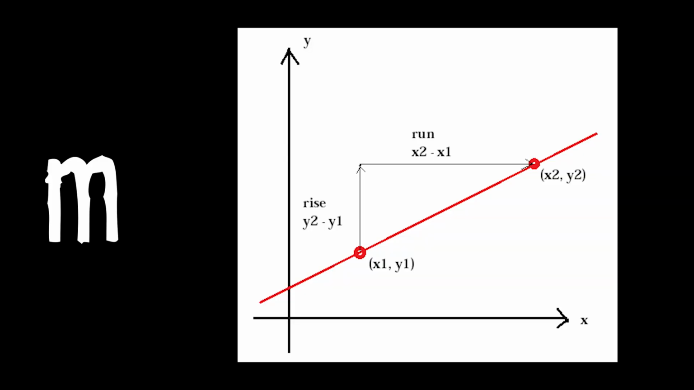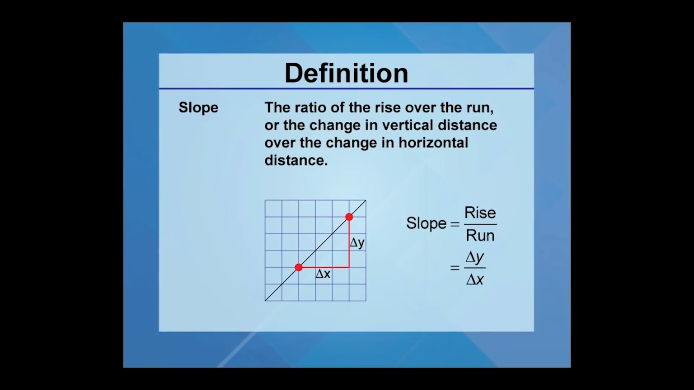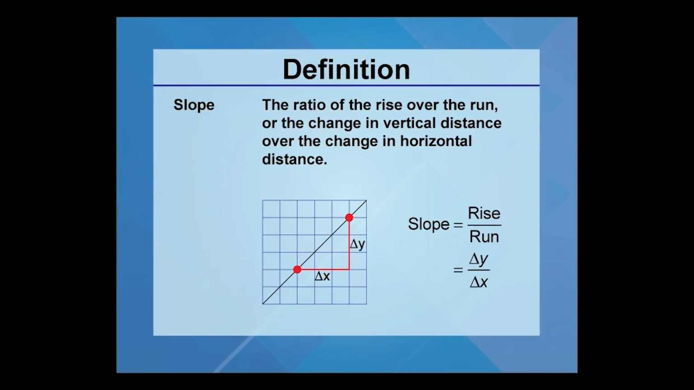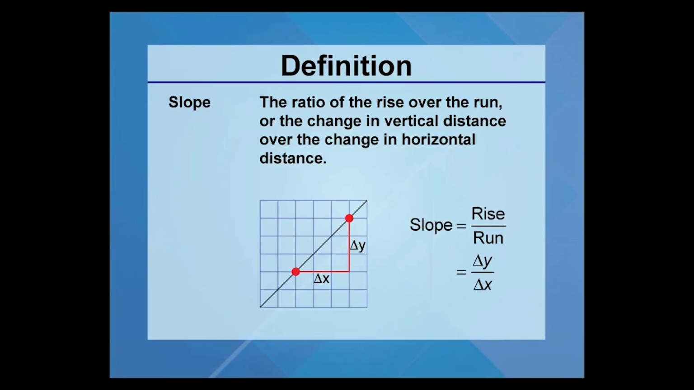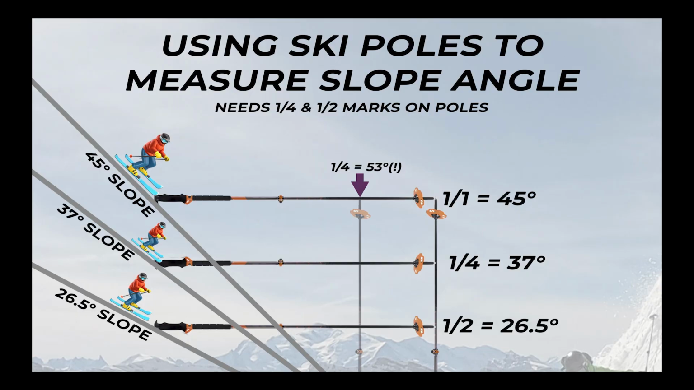Whoa! What is m and b doing here? M is the slope of the line and b is the y-intercept. The slope is the ratio at which y increases or decreases as x increases. It's like the steepness. It can be found using the change in y over the change in x.